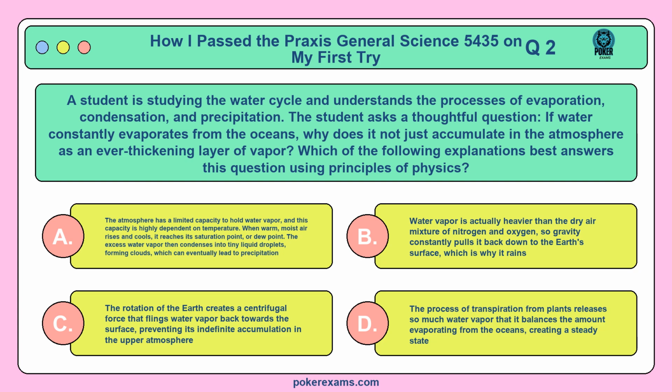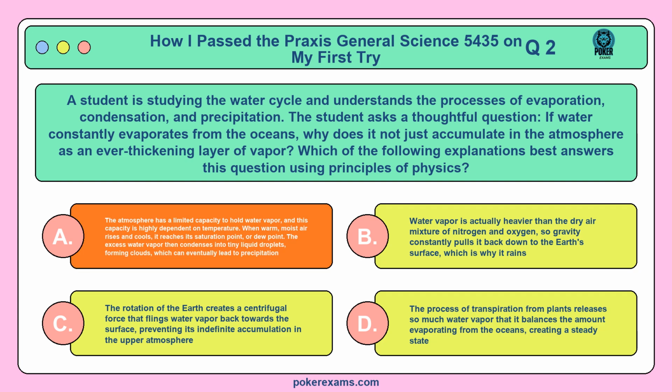Is it? Option A. The atmosphere has a limited capacity to hold water vapor, and this capacity is highly dependent on temperature. When warm, moist air rises and cools, it reaches its saturation point, or dew point. The excess water vapor then condenses into tiny liquid droplets, forming clouds, which can eventually lead to precipitation.